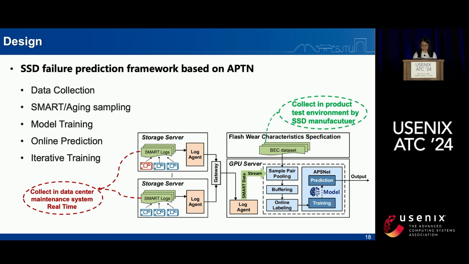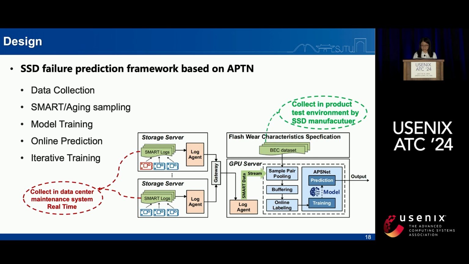Unlike SMART data, SSD BEC aging data is not collected in real time. It's gathered in an offline environment through wear tests conducted by the SSD manufacturer's in-house team at the firmware level. SMART data represents real-time operational statistical information obtained during SSD runtime. These 2 datasets exist in different dimensions and cannot be directly combined.